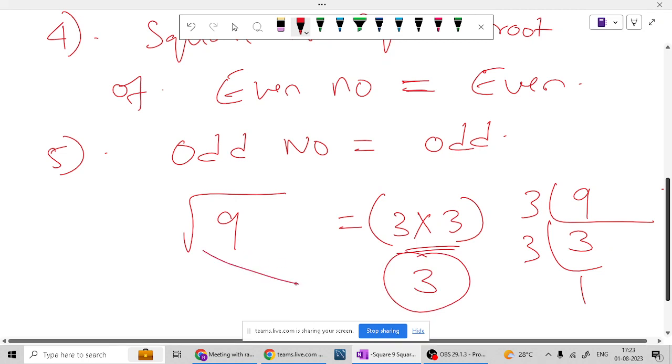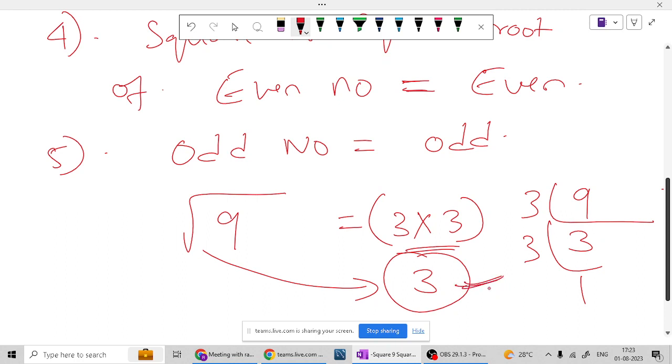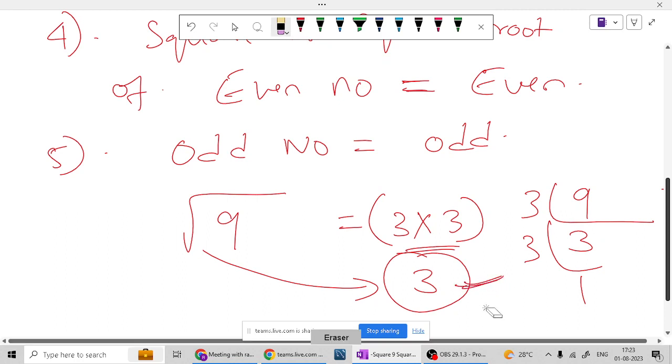So what's the square root of 9? 3. Isn't 3 an odd number? Yes, sir, it is an odd number. Okay, so remember this. This is the 4th and 5th point.